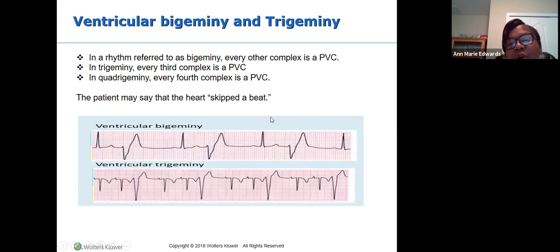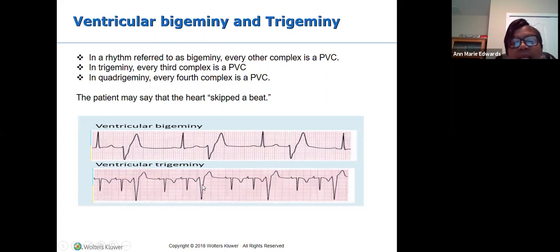Another pair, normal, a PVC. So that's your ventricular bigeminy. Now, ventricular trigeminy, you can well imagine what it is. You have every third complex as a PVC. So you have 3 friends walking together, 2 normal and a PVC.